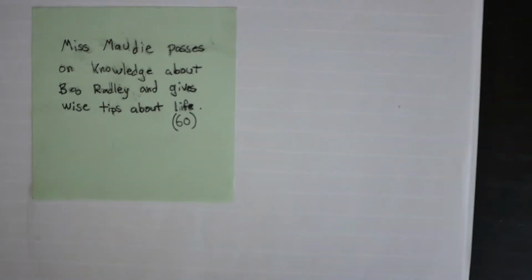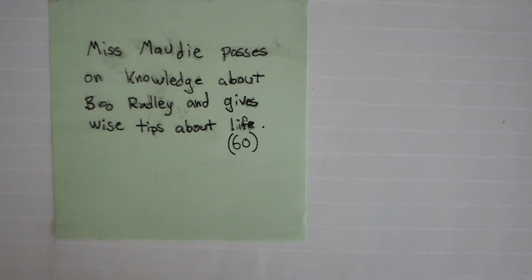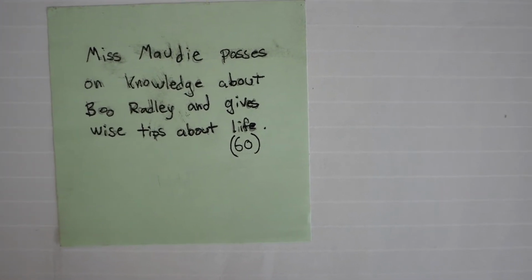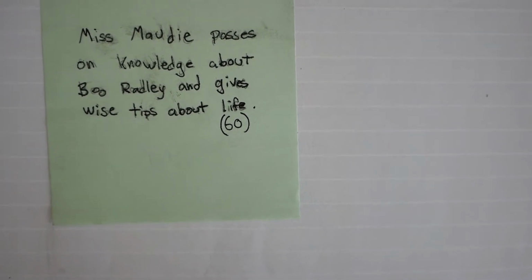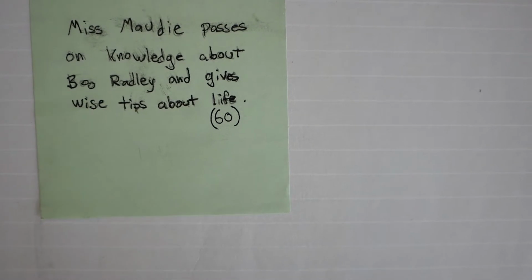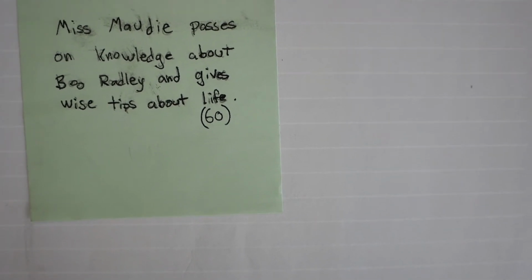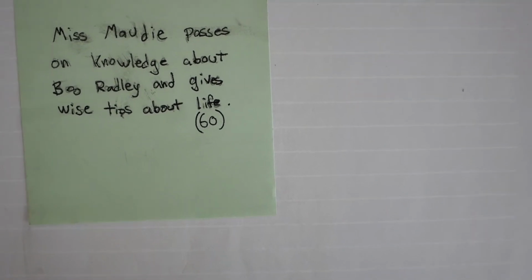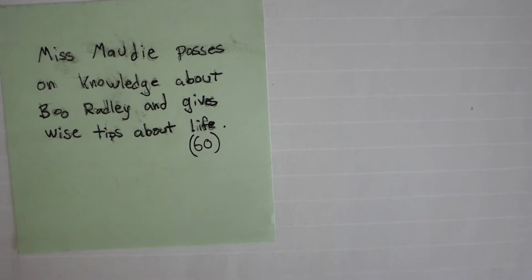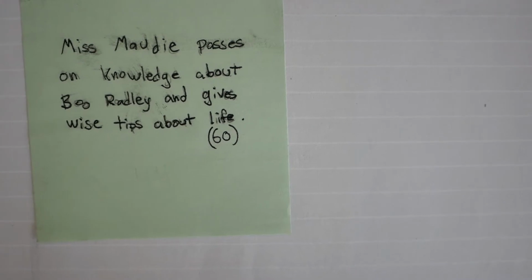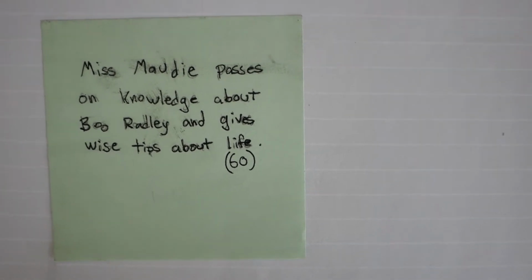So what you would do is you would take a sticky note normally, and you would write something like this. Miss Maudie passes on knowledge about Boo Radley and gives wise tips about life. And I just marked this as page 60 or page 60, 61. It's not a huge deal as long as this is going to direct you towards something thematic later on in the text, or as you're getting to the point where you need to study or write an essay.